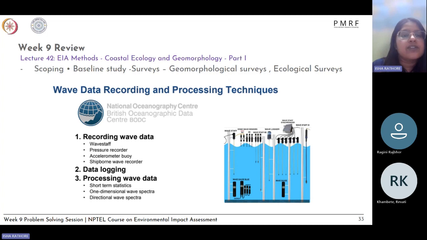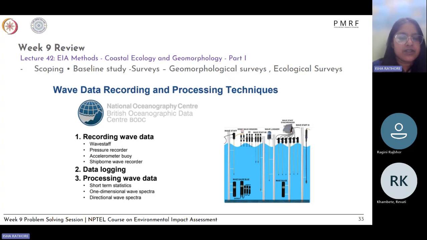Then you also have wave data recording and processing techniques. For recording the wave data, you have different kinds of instruments. You have wave staff, pressure recorder, accelerometer buoy, shipborne wave recorder. Then you need to have a data logger which is recording all of this data at whatever frequency you have set up. Let's say every second it's recording or every minute it's recording. So data logging is another aspect.